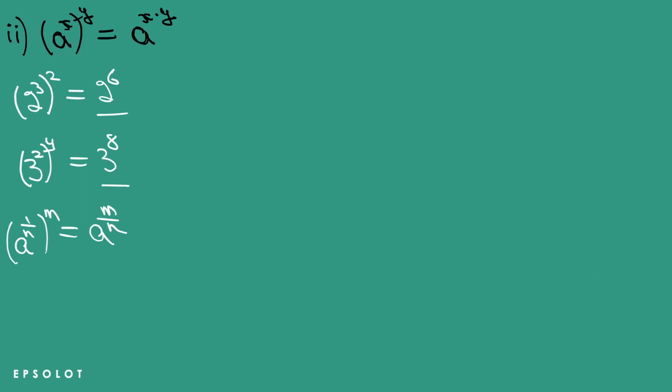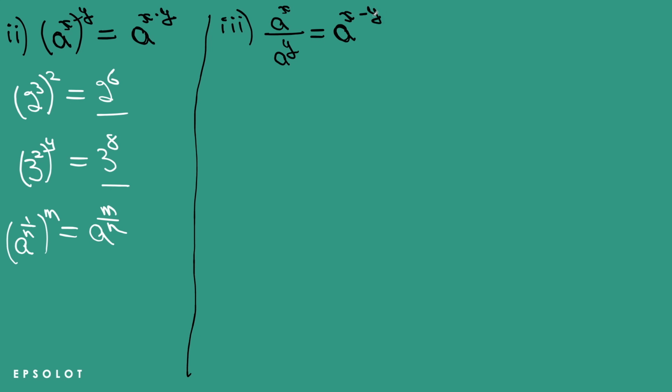Let's move up to a third rule instead. Now I'll just make a line right here, so we don't really have to use the next page there. So 1, 2, and 3. The third one states that if you have a fraction that looks something like this, a to the power of x divided by a to the power of y, then you can actually just rewrite this as a to the power of x minus y.